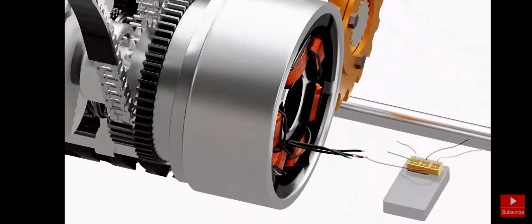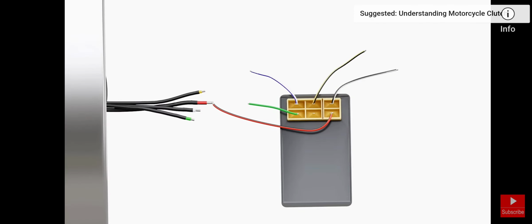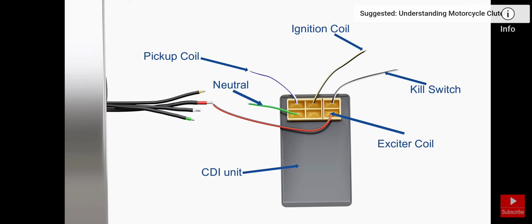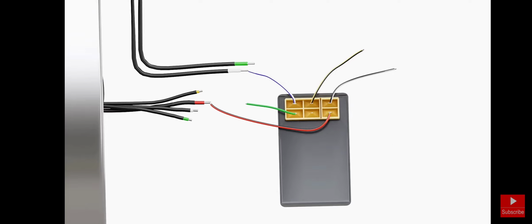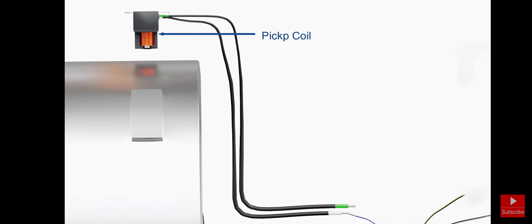This voltage is supplied to an electrical component known as the capacitive discharge ignition, or CDI unit. The connection for an AC CDI is shown here. The primary function of the CDI unit is to store electric charge and dump the stored charge when required. A capacitor inside the CDI unit stores the electric charge. Another component, known as a pickup coil, tells the CDI unit when to dump this charge.